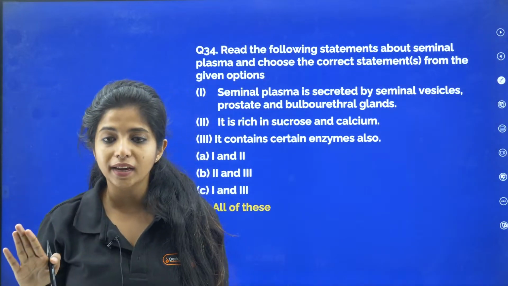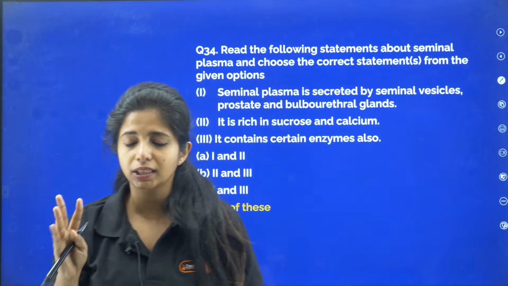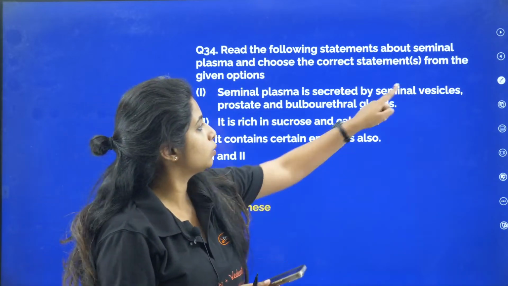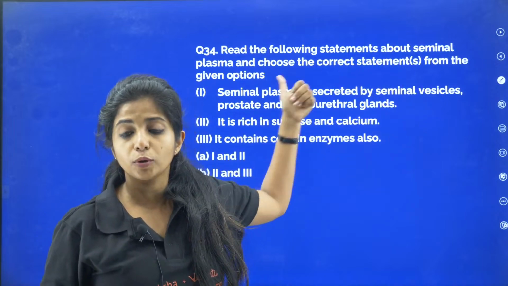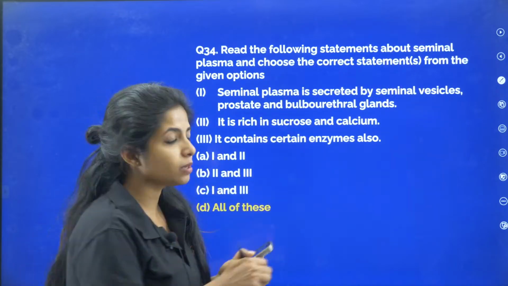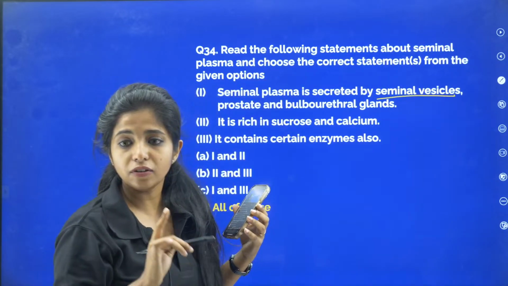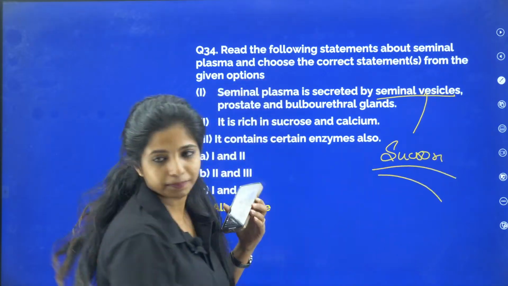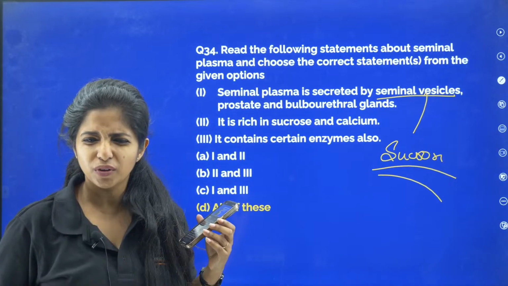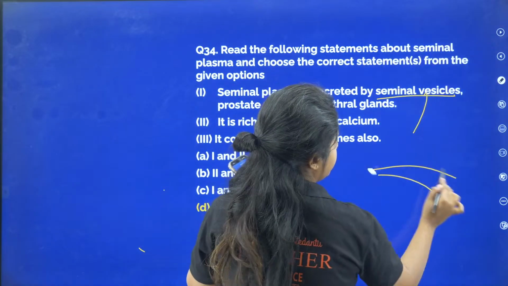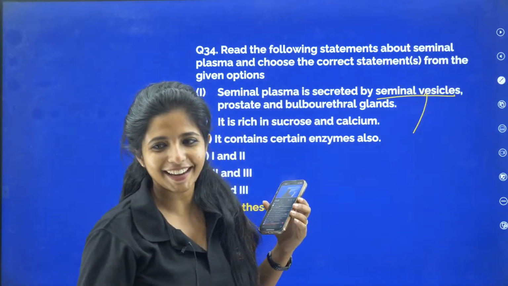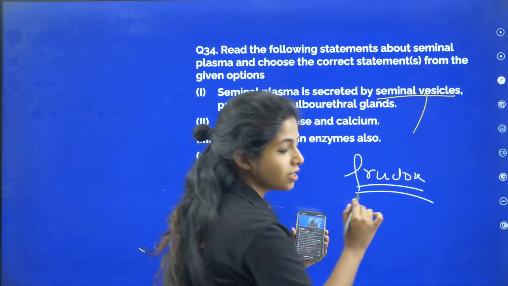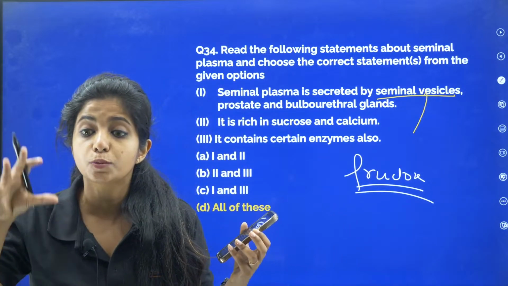Next. Read the following statement about seminal plasma. Seminal plasma is made up of secretions of three things: seminal vesicle, prostate, and bulbourethral gland. Usually children get confused here. No, it's three of them together that you call seminal plasma. Now listen carefully. Seminal vesicle produces something that is rich in fructose, and fructose provides nourishment to the sperms.